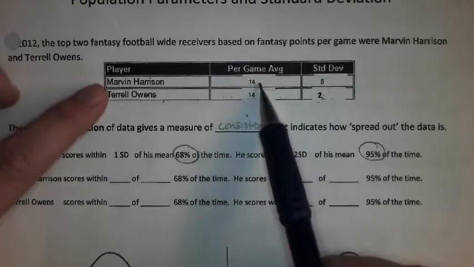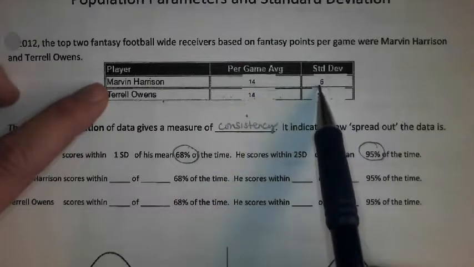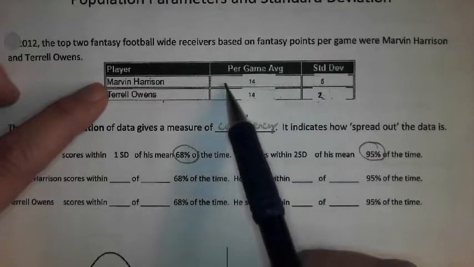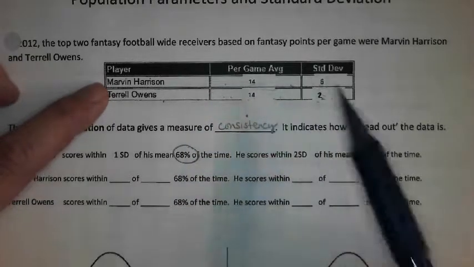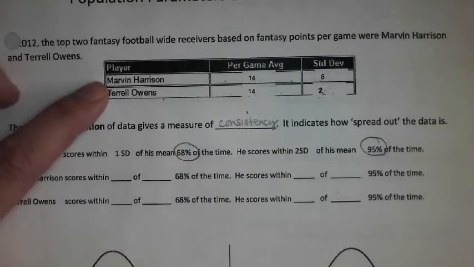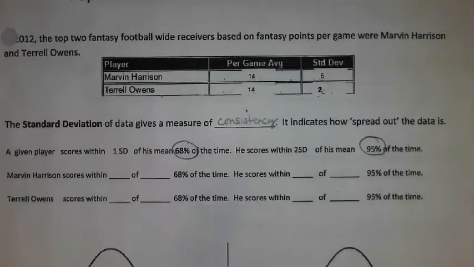Whereas Marvin Harrison, double his standard deviation, that's 12 points. So he could be 12 points below, which would be 2, or 12 points above, which would be 26. So he can have an awesome game or a terrible game. Okay? Whereas Terrell Owens is much more consistent.